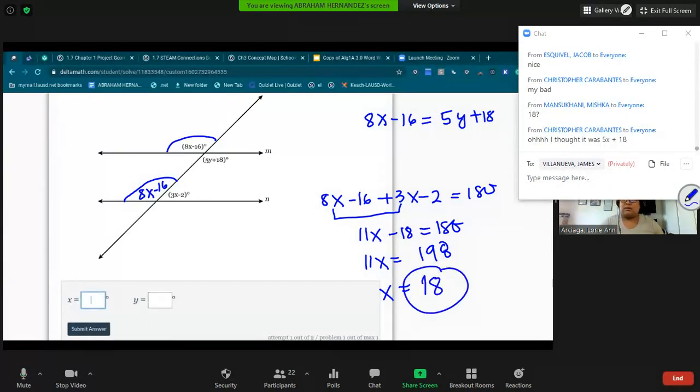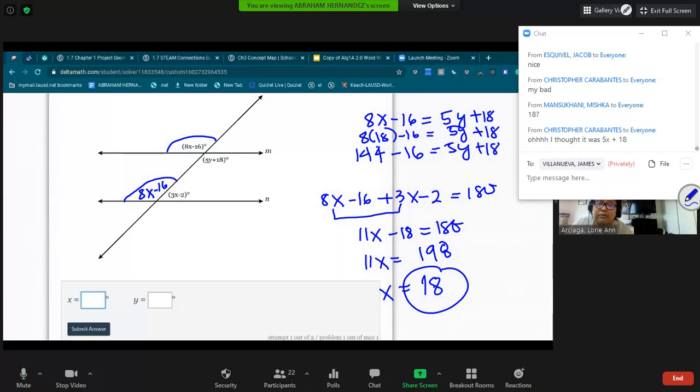There you go. So once you have 18, how do you find y? You can go back here and plug in 18 for x. So 8 times 18 minus 16 is equal to 5y plus 18. So what would this one be? 8 times 18 is 144. Or 144 minus 16 is equal to 5y plus 18. Okay. Can you take it from there?